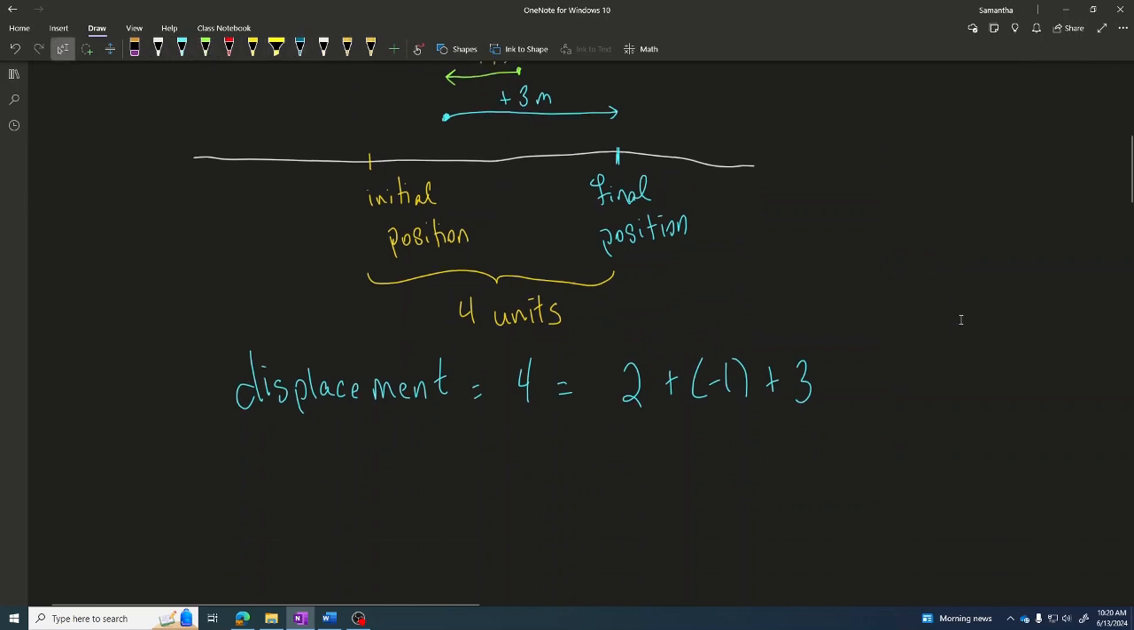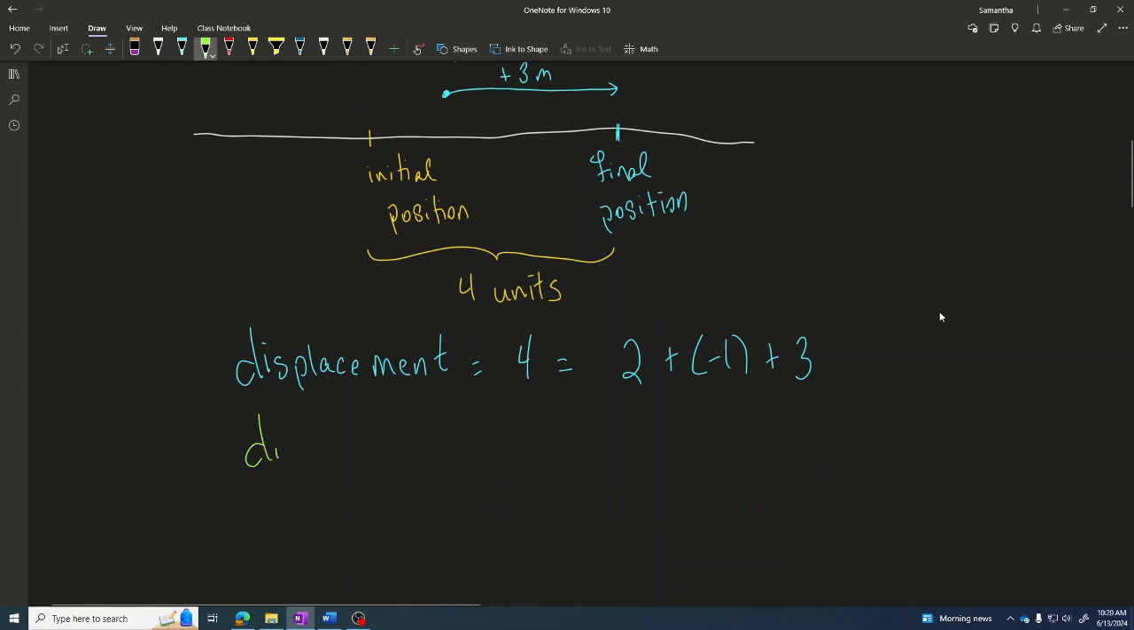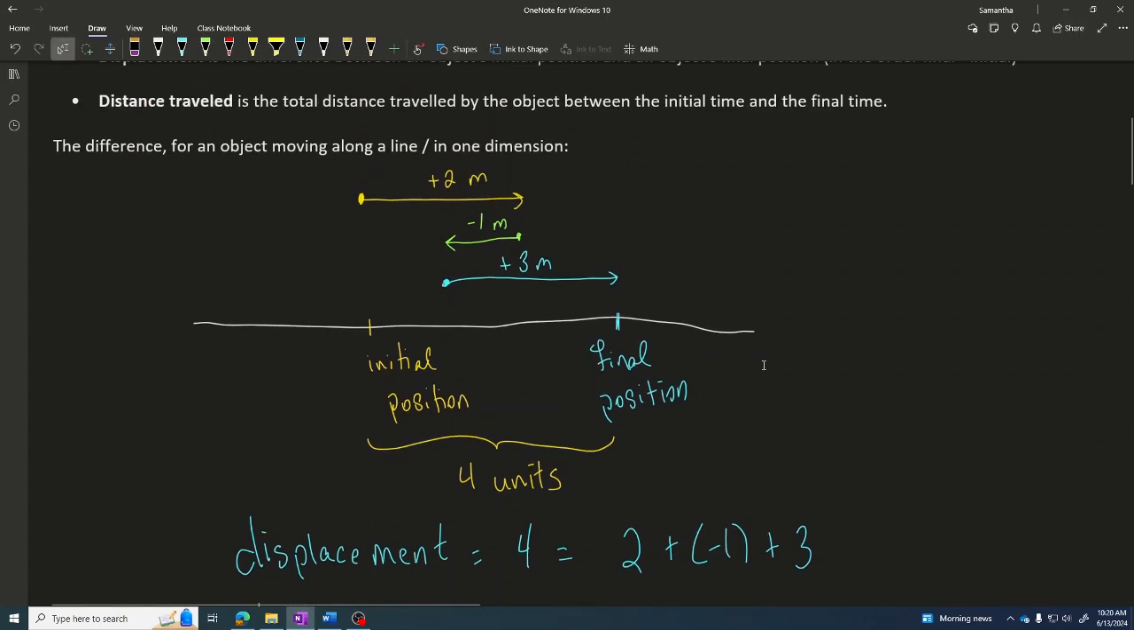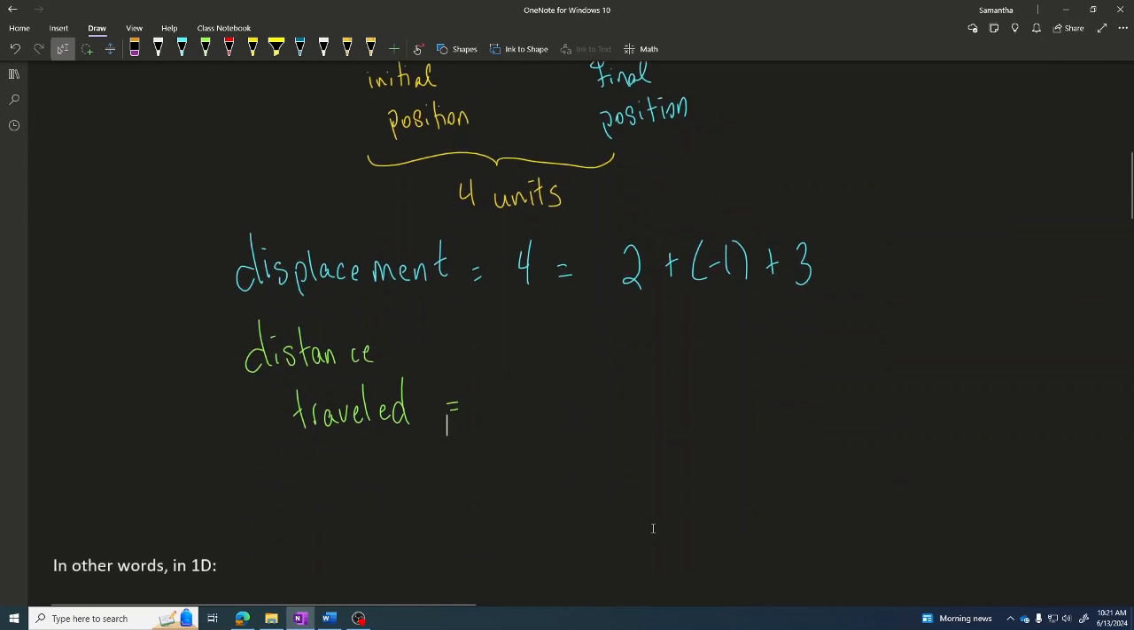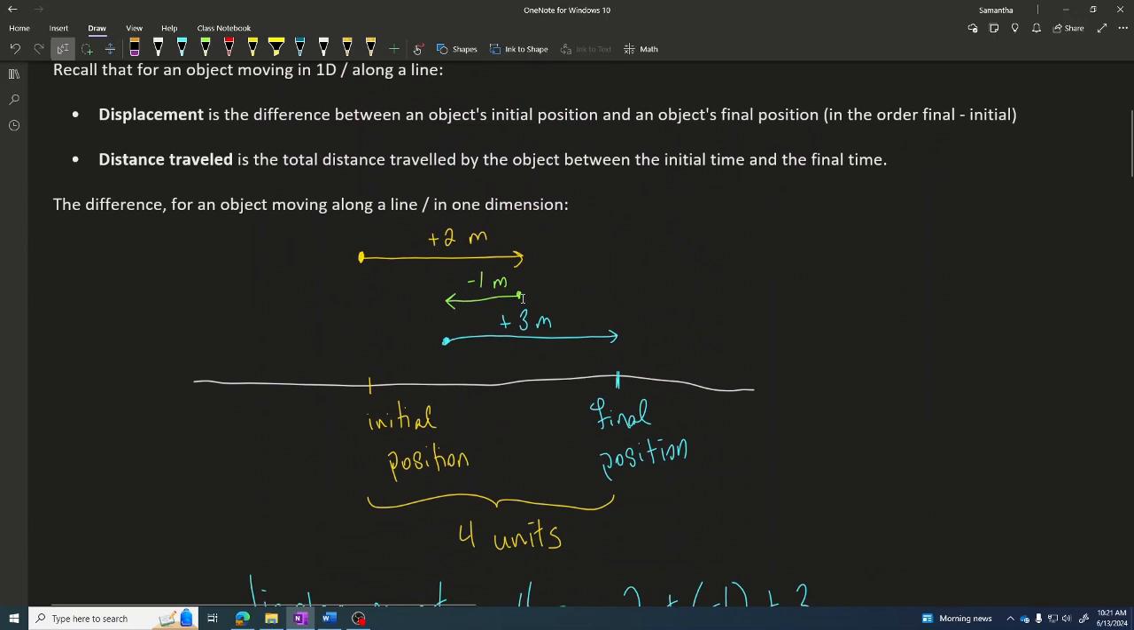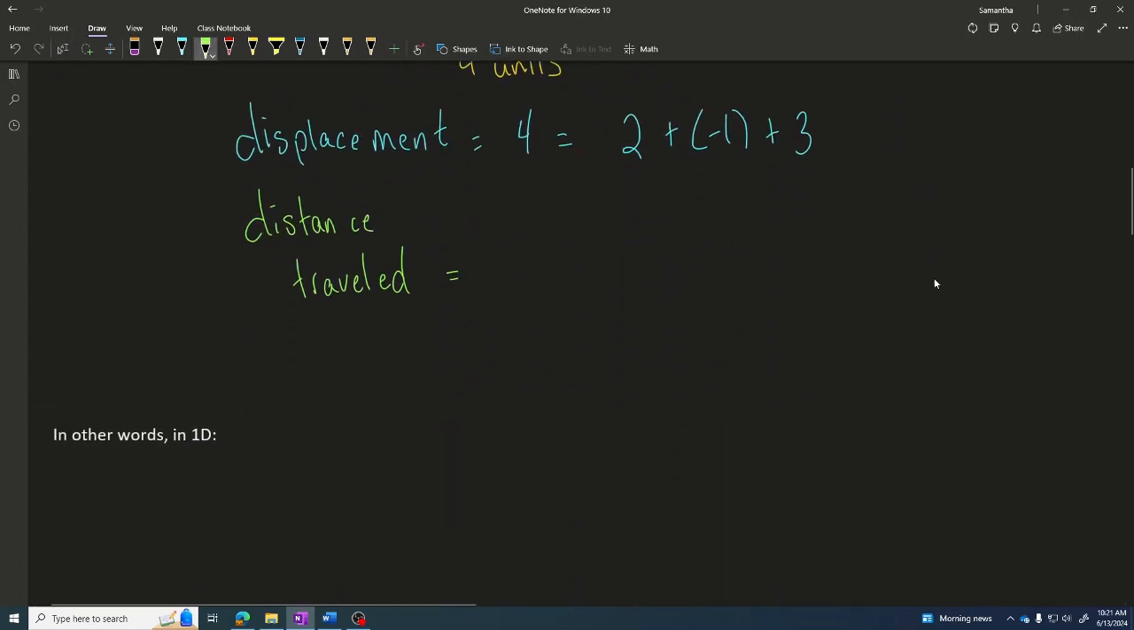Now, by contrast, if somebody had asked you to calculate the total distance traveled by this object during these periods of time, then the total distance traveled would be 2 meters were traveled in this moment, 1 meter was traveled in this moment, and 3 meters were traveled in this moment. In total, 2, 1, and 3, all of those movements would be counted as positive because we're just looking at how far this person walked, not the direction in which they walked. So the total distance traveled by this person, including this backtrack here in the middle, would be 6 units.